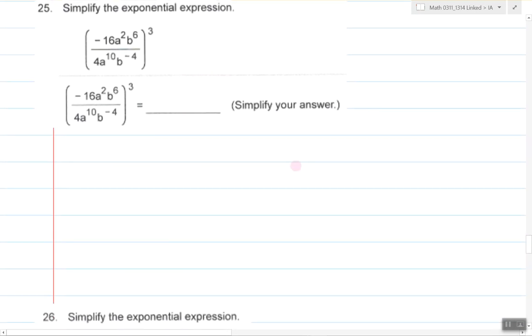Looks like there's a good bit to do here. But I start out and I see parentheses with an exponent, so it is power rule. What gets raised to the third power? Well, it is in parentheses, negative 16 to the third power, a to the 2 times 3, which is 6, b to the 6 times 3, which is 18. Remember, power rule means you multiply the exponents. Over 4 to the third power, a to the 10 times 3, which is 30, b to the negative 4 times 3, which is negative 12.